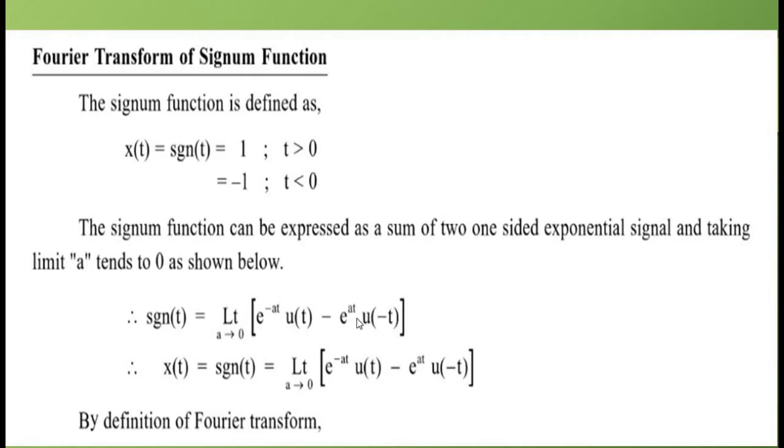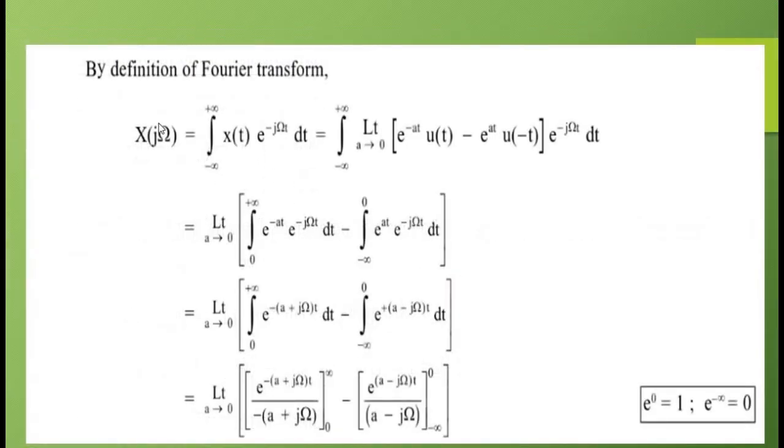So let us substitute this value for the signum function. Let us go with the Fourier transform expression: integral from minus infinity to plus infinity of x of t e power minus j omega t dt. Let us substitute x of t, which is nothing but the signum function. When you multiply inside, you will get limit a tends to 0, integral 0 to infinity, e power minus at, e power minus j omega t dt, minus integral minus infinity to 0, e power at, e power minus j omega t dt. Now you have two e power terms, so simply combine them. You will get integral 0 to infinity, e power minus of a plus j omega t dt, minus integral minus infinity to 0, e power a minus j omega t dt.